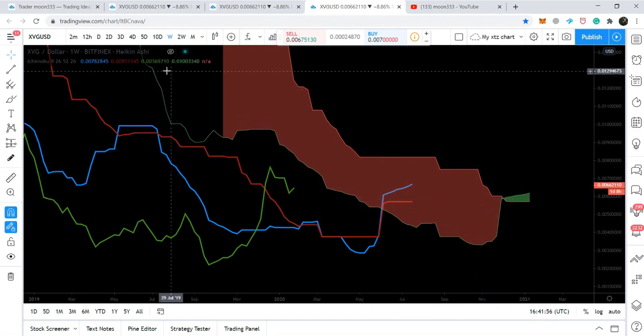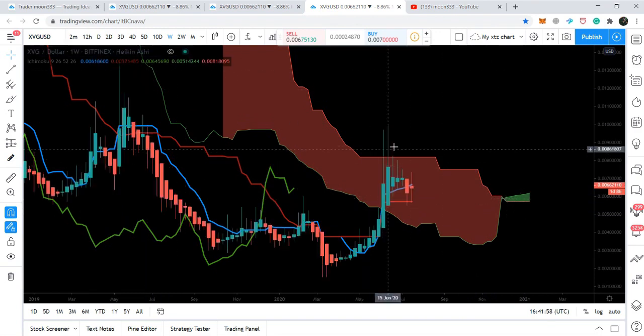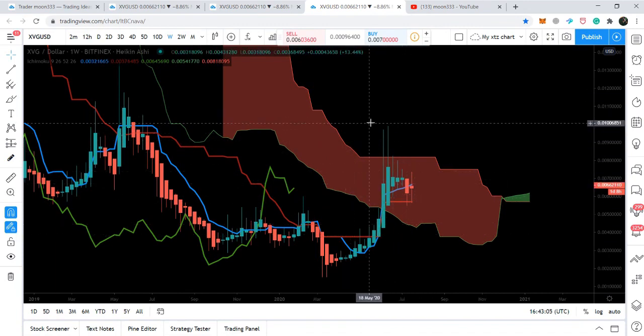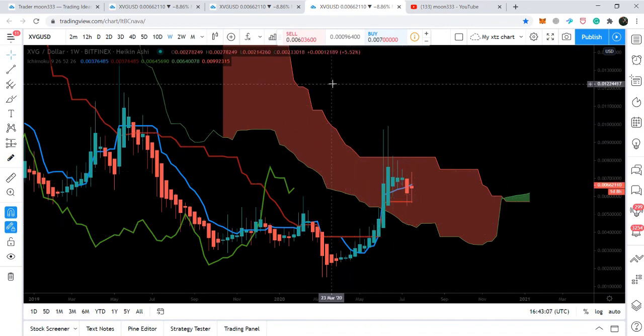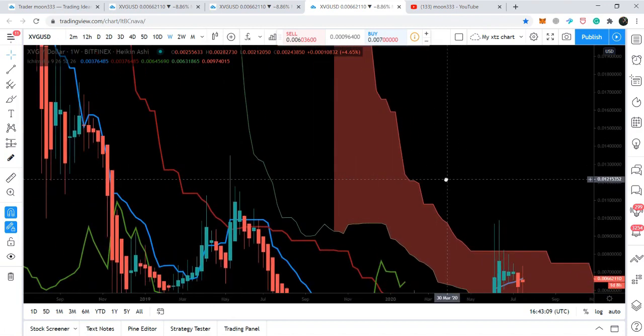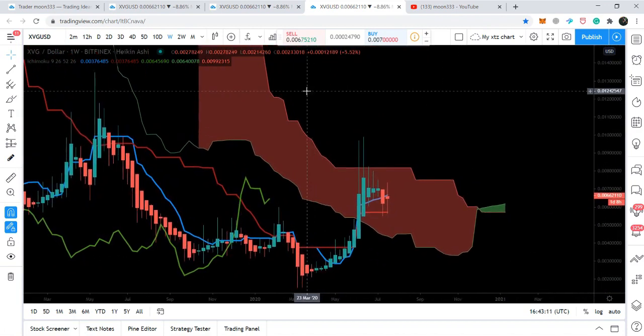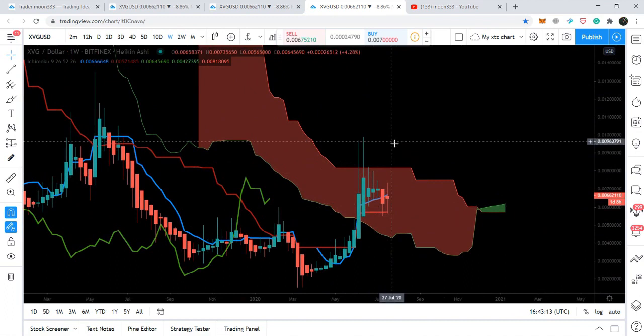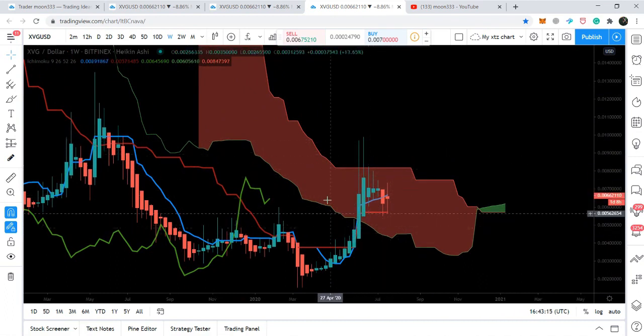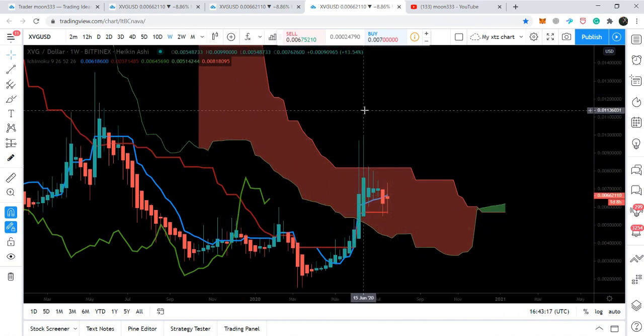Now we should wait for the price action to break out of this cloud, and after that we will have a very powerful bullish rally in the long term, and this bearish cloud will become very strong support for the price action in the long term, as it is now working as very strong resistance. And this is the first time the price action is trying to break out of this cloud on the weekly long term chart. So this was the update so far on the price action of XVG.